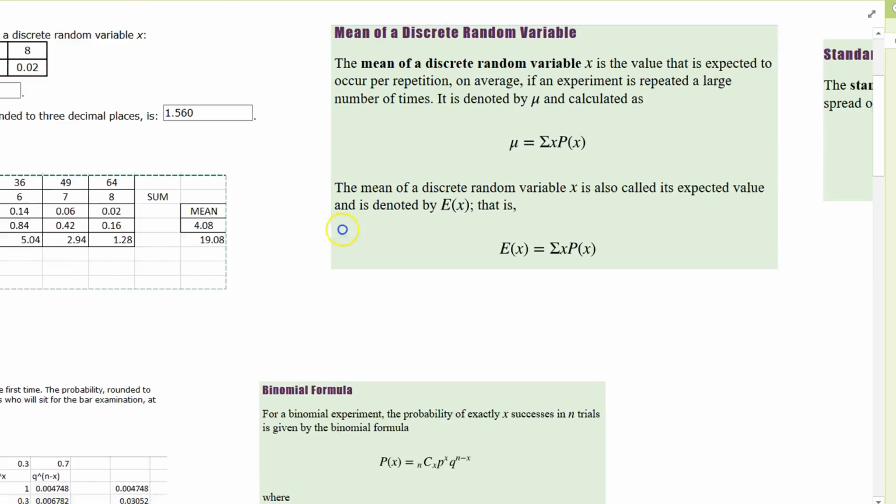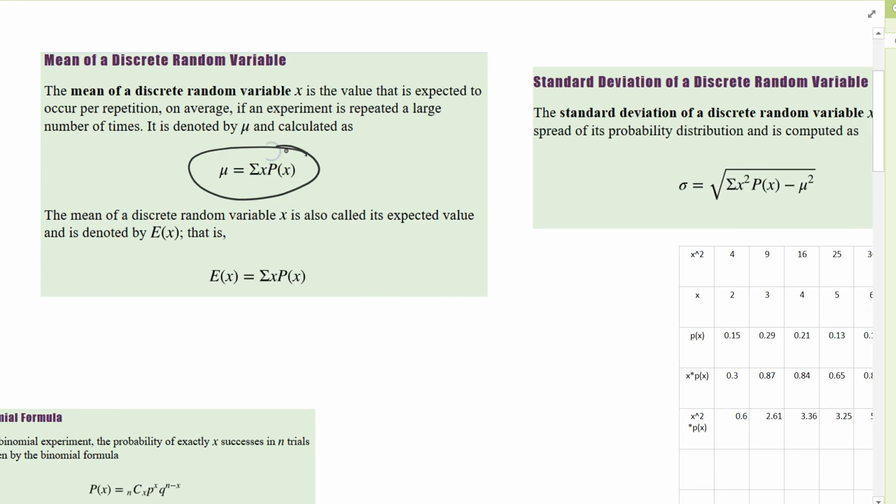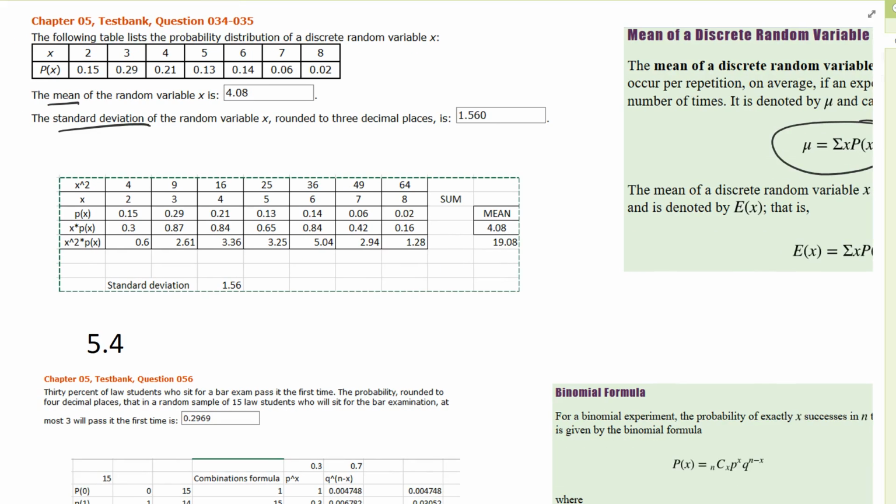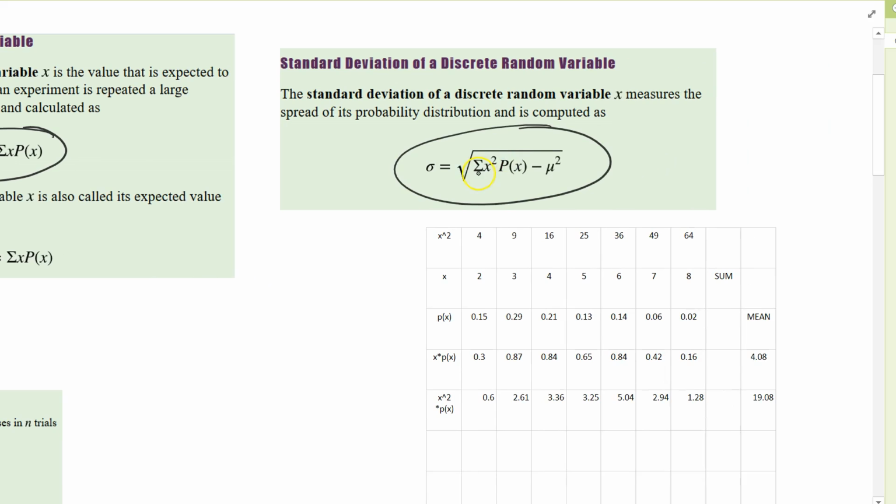Looking in 5.3, you're given the formula for the mean and the formula for the standard deviation. So you take the sum of all the x values times the probability of x happening, and you add that up together. So if I go to Excel, I've done that. I was given x, and I was given the probability of x. So I took x times the probability of x, and I add that all together, and I got the mean, which is 4.08.